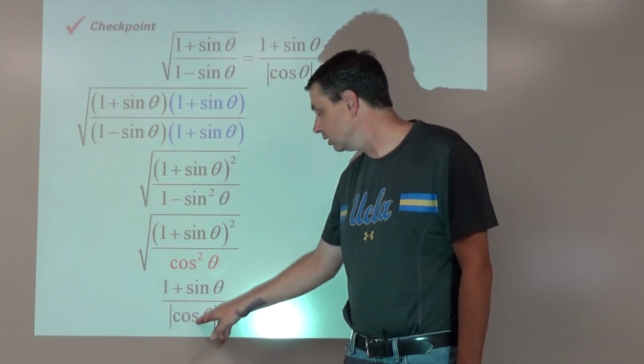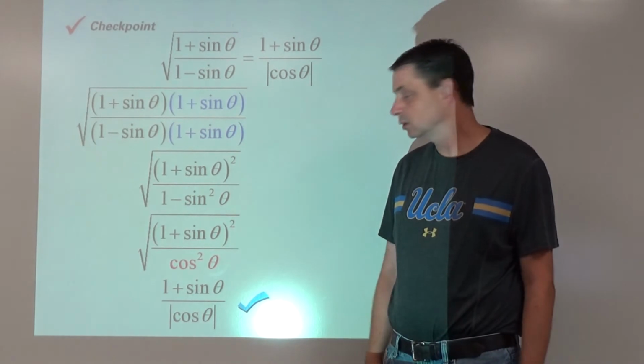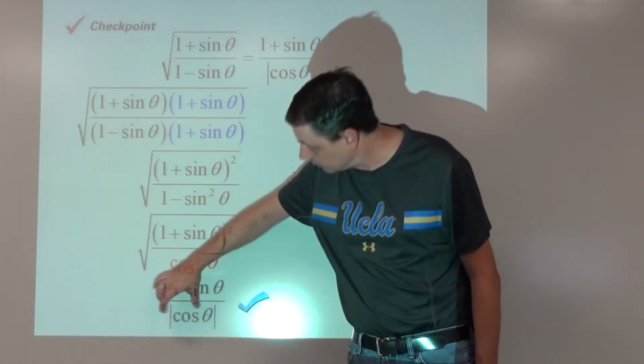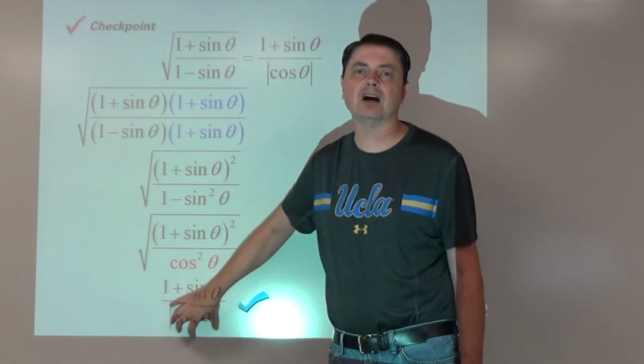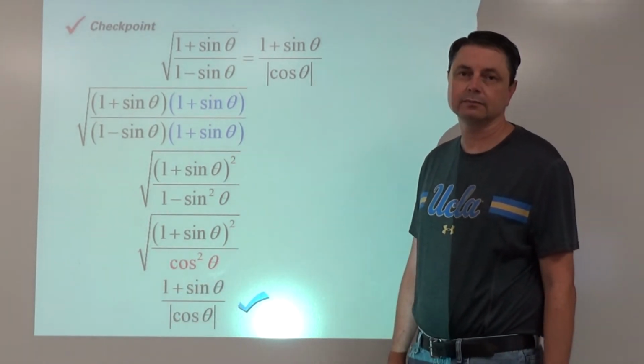But down here, if let's say theta is in quadrant 2, cosine of theta would be negative. And we can't have this be negative, which is why we need the absolute value to surround it, to force that quantity to be positive.